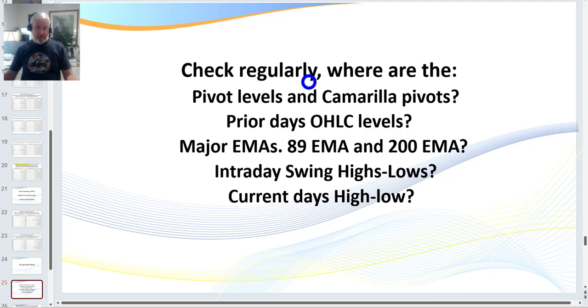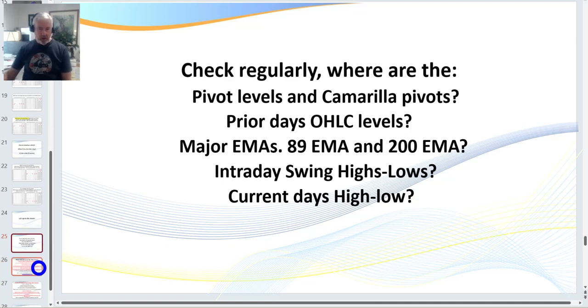And so pivot levels and Camarilla pivots have been around for years, and they're based on yesterday's price action. They give us certain levels for prior days, open, high, low, and close. Our major EMAs, just watch these, your 89 and 200, we bounce off them non-stop. It's a matter of learning when to take the trade and where to enter. Your intraday swing highs and lows, and the current day's high and low.